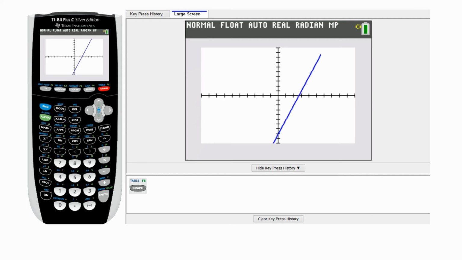My blue line is my function f of x. My green line is my function inverse f of x. And my red line is y equals x. And our two functions do reflect each other over the red line. So our answer is correct.